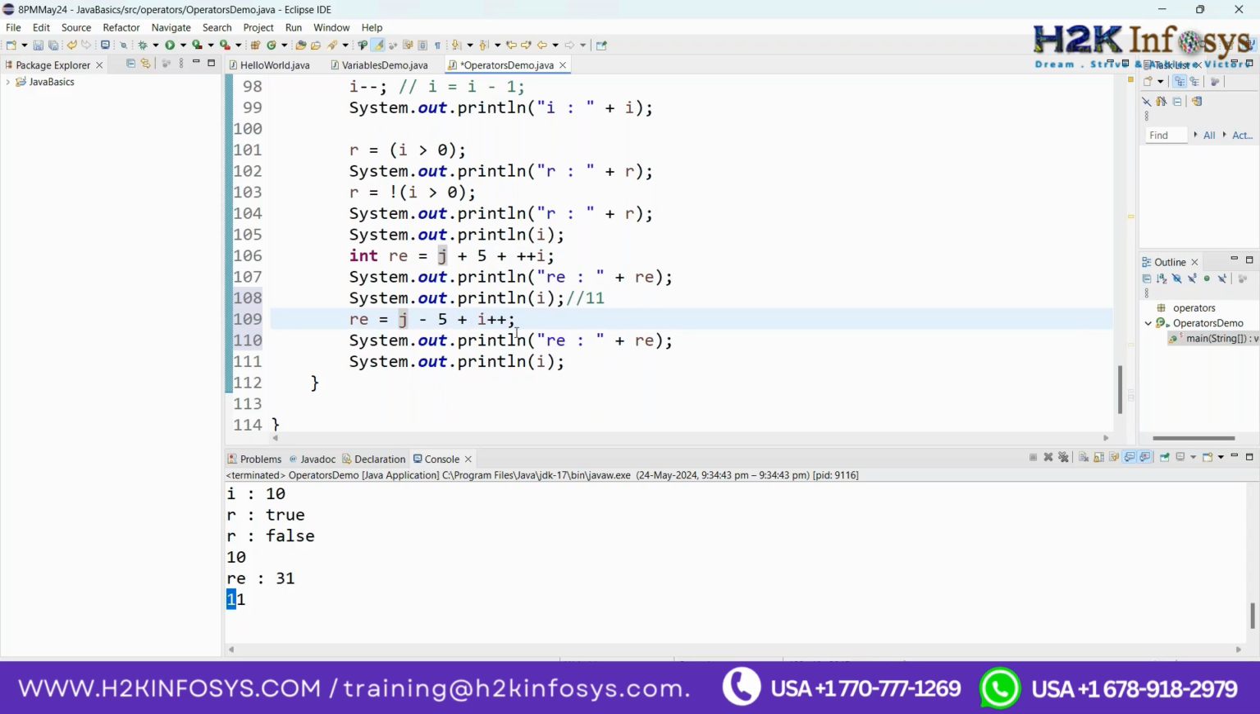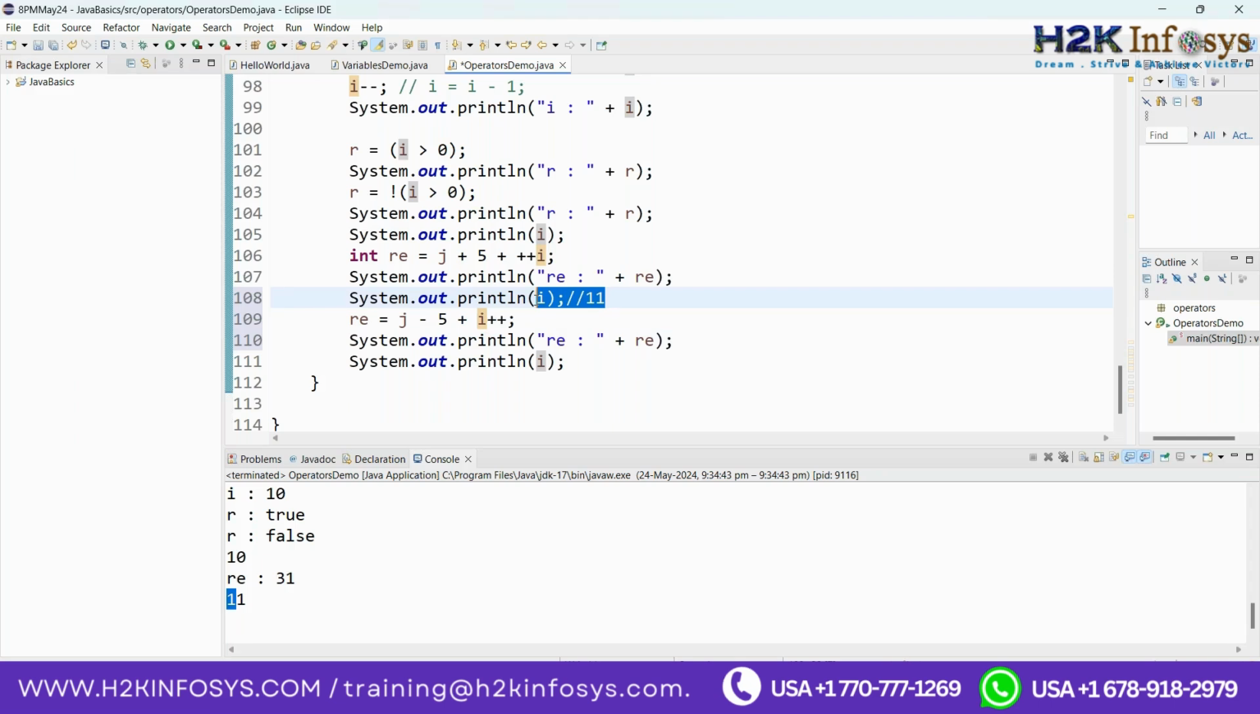10 plus 11, 21. Reason being, whenever you are using a post operator in an expression, what happens is first this expression will be evaluated, then only your I value will be incremented. That is the difference. After your expression is evaluated, then only your I value will be incremented because it is a post operator. So 15 minus 5, 10, 10 plus 11, latest value.